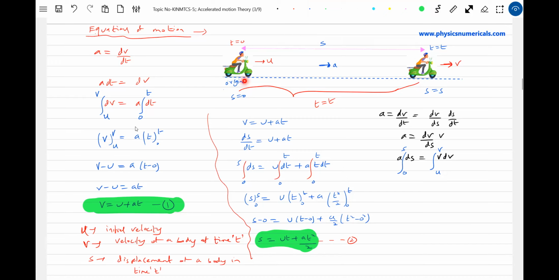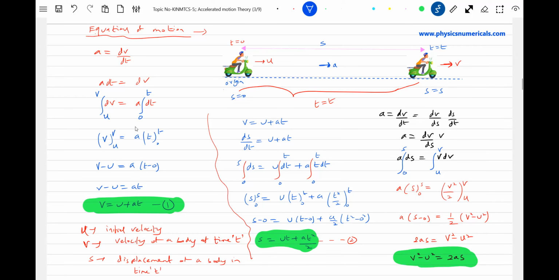When the body is at the origin, what is the speed of the body? The initial velocity u. When the body is at a distance s, what is the speed of the body? Let it be v. So this will become a times s equals v square minus u square over 2. The final equation is v square minus u square equal to 2as.